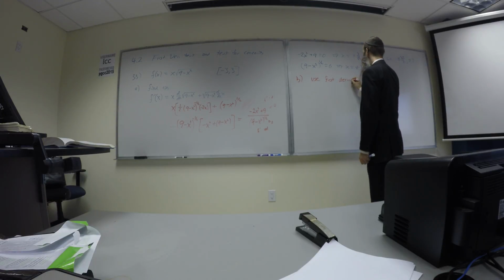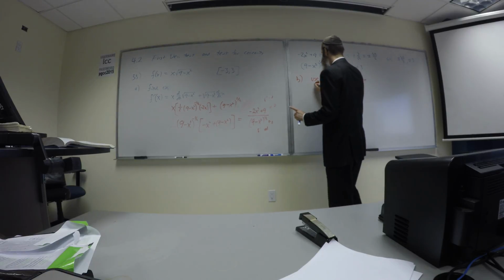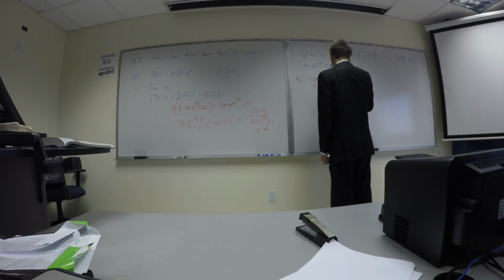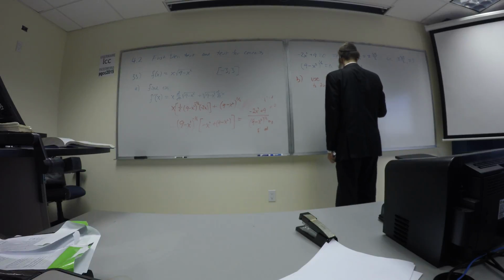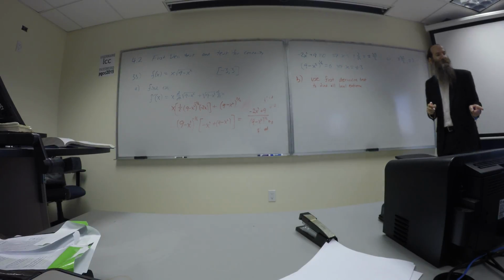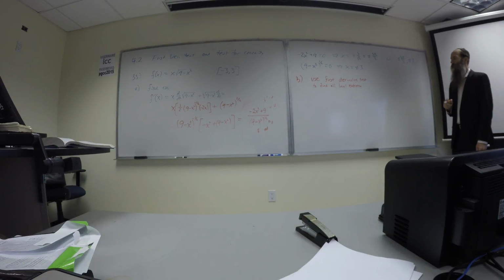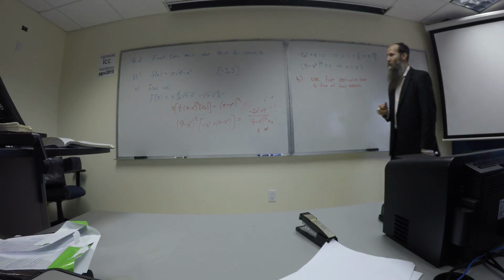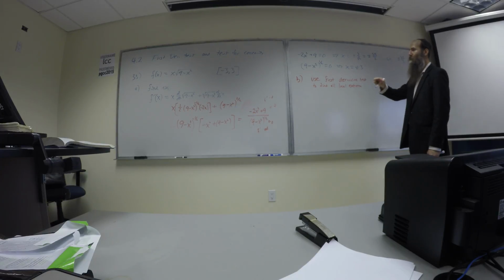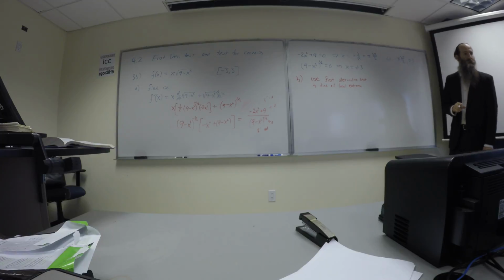So use the first derivative test to find, it says, all local extrema. It does not say absolute yet. It says all local extrema. So we're trying to find local extrema. So what about this negative 3 and positive 3 business? Do I care about them for local extrema?